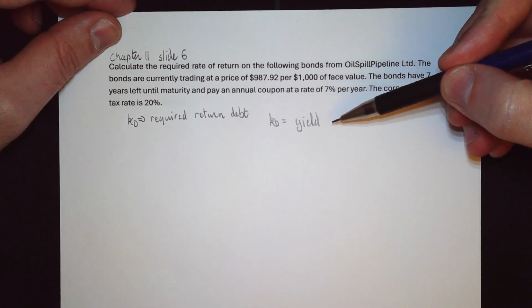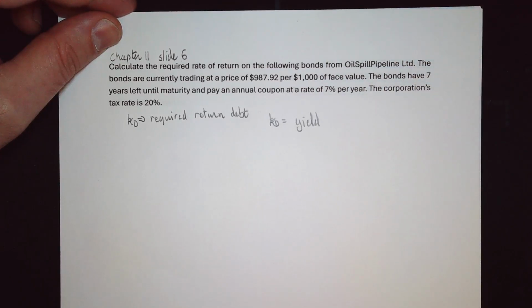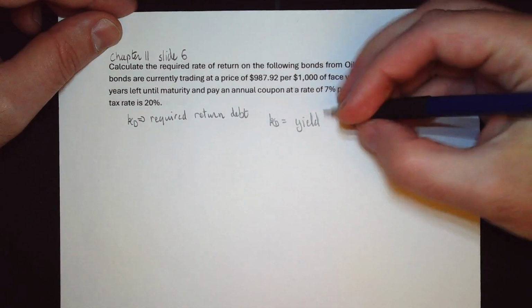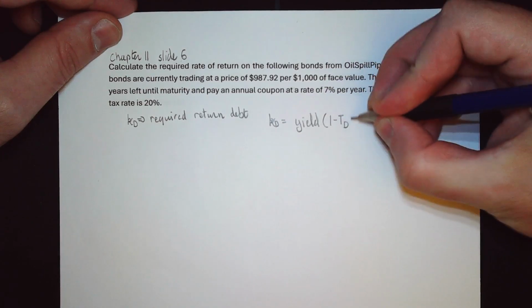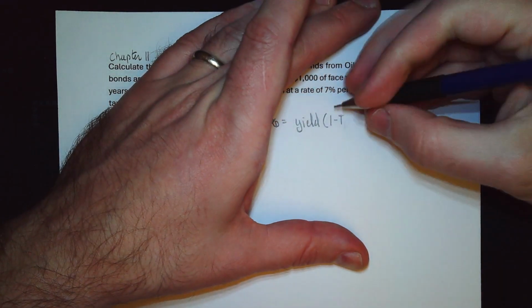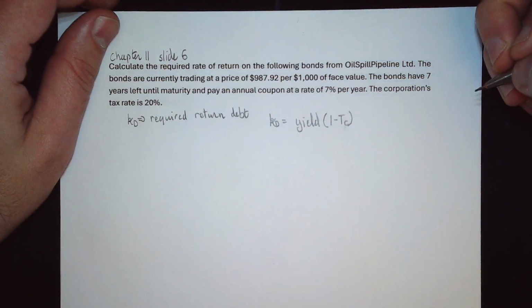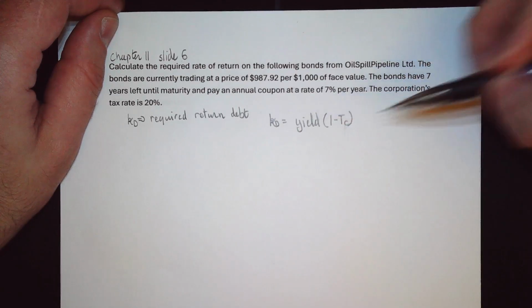The one thing you need to remember is that when the corporation makes interest payments, those interest payments are tax deductible. So the firm doesn't actually pay the yield on its bond. It pays the yield, but it gets a discount because the government is nice enough to not tax its interest payments, right? So they're tax deductible. So basically, the firm only ends up paying the yield times 1 minus the tax rate.